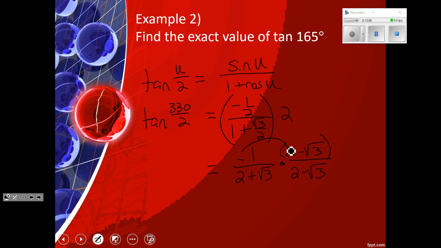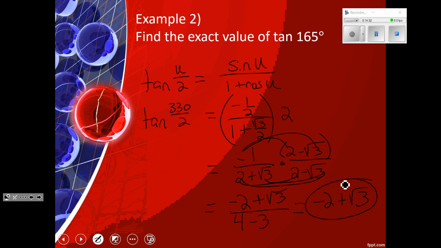Negative 1 times 2 is negative 2. Negative 1 times negative square root of 3 is positive square root of 3. Okay, then 2 times 2, 4. The outer and the inner do what? They cancel. And then square root of 3 times negative square root of 3 is minus 3. And 4 minus 3 is equal to 1. So what's your answer? Negative 2 plus the square root of 3.